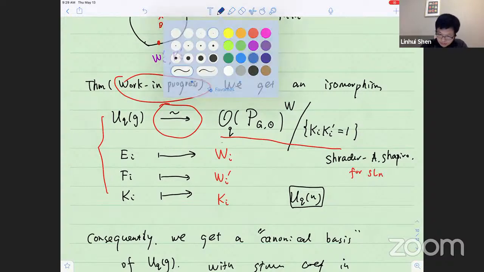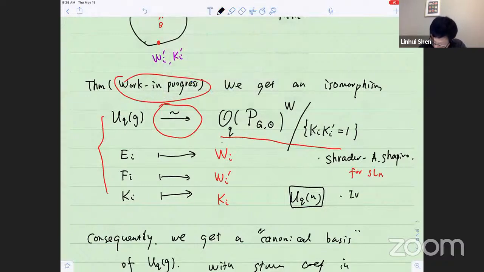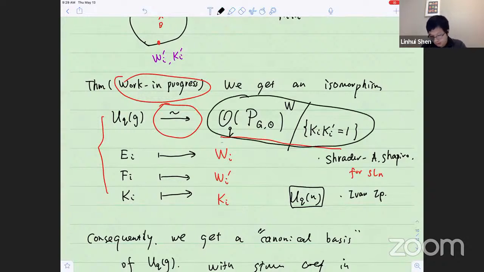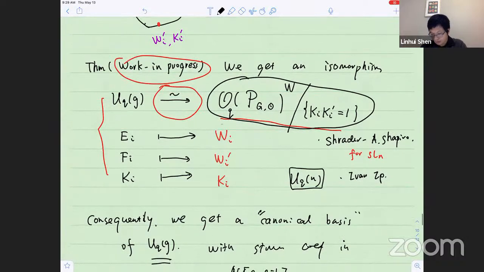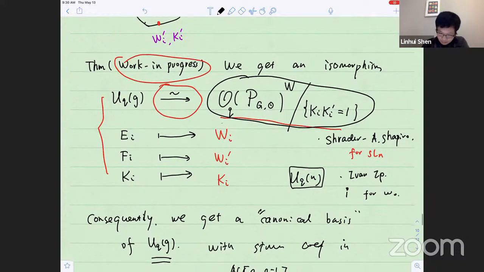There is also some work by Ivan Ip, and he considered a general group, but again, he didn't prove that the image lands here. Basically, for any reduced decomposition of w0, he constructed an embedding from here to some quantum torus algebra, but he could not prove they are compatible with the mutations, and furthermore, that the image consists of regular functions, which are exactly here. So this work should be viewed as a refinement of their works.